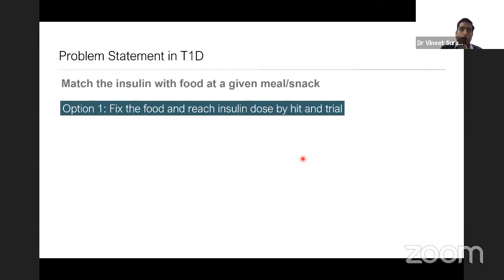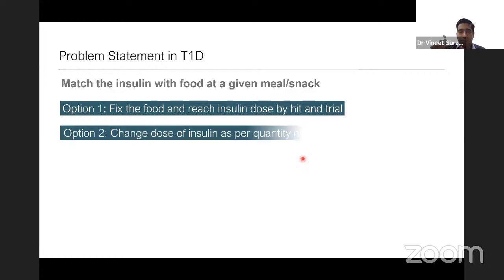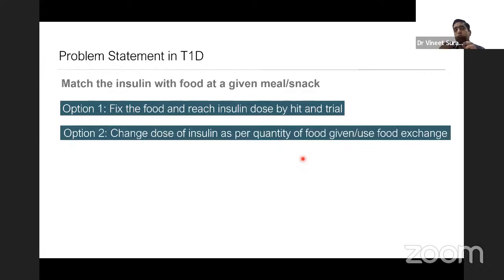This can be okay in slightly bigger children who are into puberty or beyond, somewhere around 15, 16, 18 years of age, 20 years of age. But in younger children, around 5 or 6 years of age, it becomes really difficult to fix the food and reach the insulin dose by hit and trial. Now, what is the second option? The second option is to change the dose of insulin as per the quantity of food given, or use the food exchange. That means we know that this much quantity causes this much rise, and then we change the dose of insulin and use the food exchange for the same.